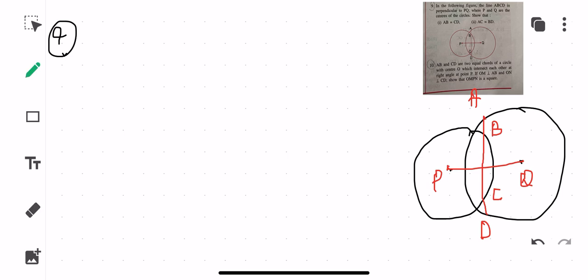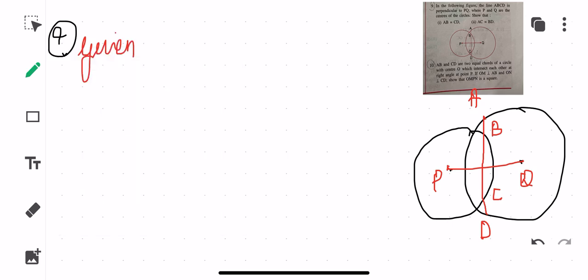Now what you need to do, this is our question number 9. In this particular question, you need to find out what? You need to prove that AB is equal to CD. What else has been given? What else you have to prove? That AC is equal to BD. So write down given. Write down what all things have been given, children.